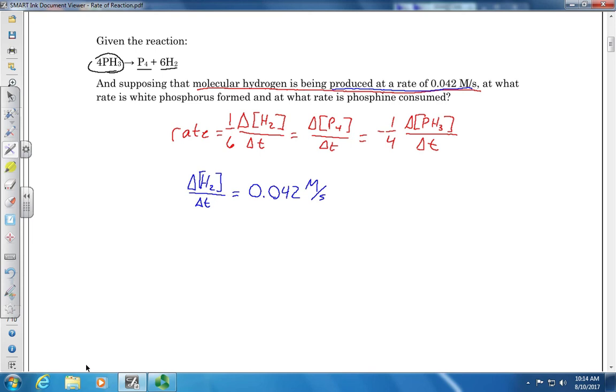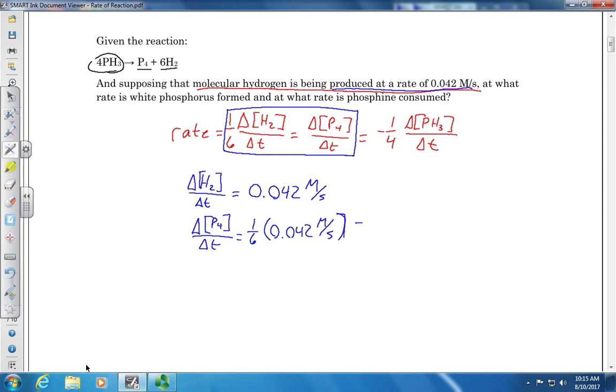We also know how to relate that to every other thing on our list. So we know that 1/6 of this value is equal to our white phosphorus. So for white phosphorus being formed, delta bracket P4 over delta T is equal to 1 over 6 times delta concentration of molecular hydrogen over change in time, which we know to be 0.042 molars per second. Which, if you do the calculation out, gives you approximately 0.007 molars per second. Okay.